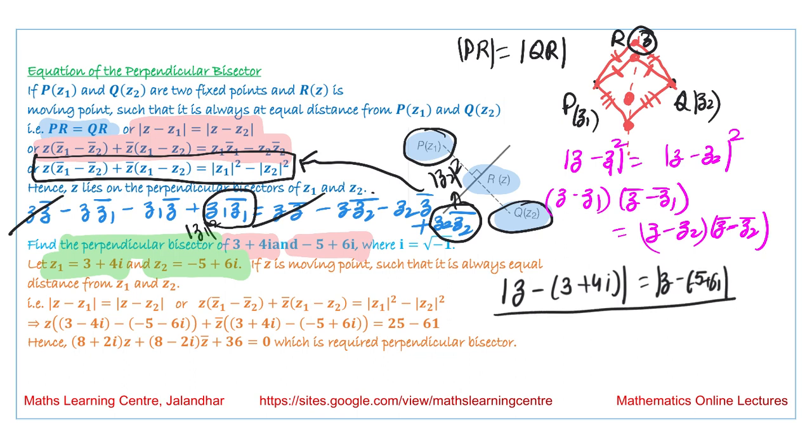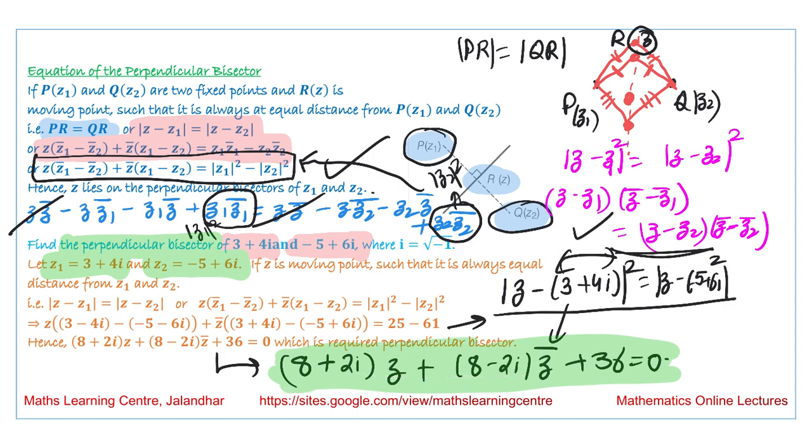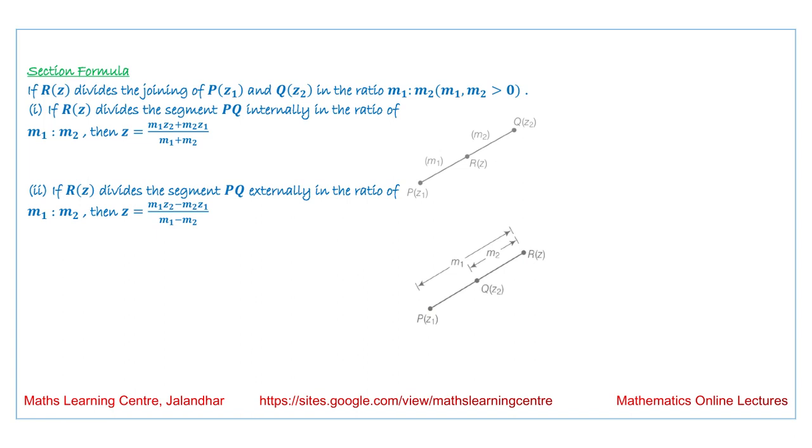Now if we multiply these terms as we have done over here, we obtain the final answer in the form that the equation is (8 plus 2 iota) z plus (8 minus 2 iota) z bar plus 36 is equal to 0. So you have to square these terms, after that multiply these terms as we have done over here, and after adjusting these values you will obtain the answer in this form, and this is the required equation of the bisector of the line joining these two points. Next is the section formula.